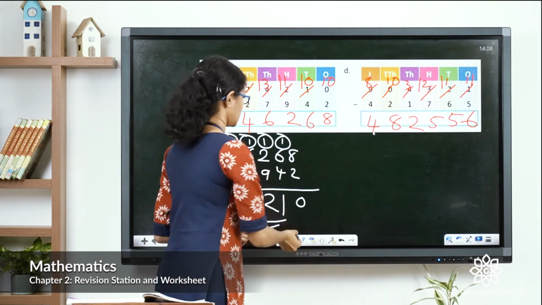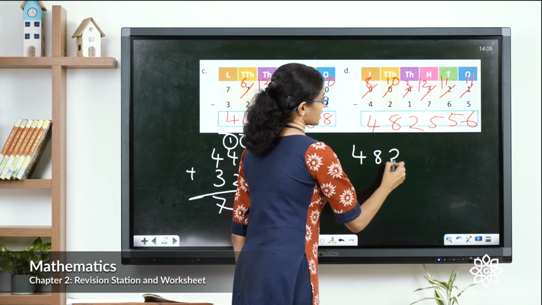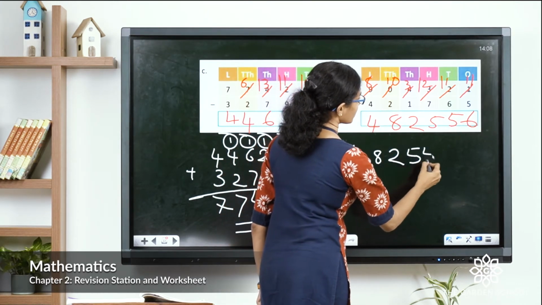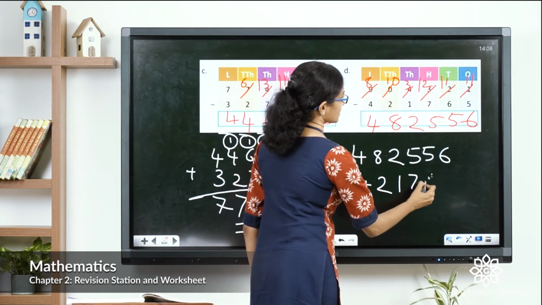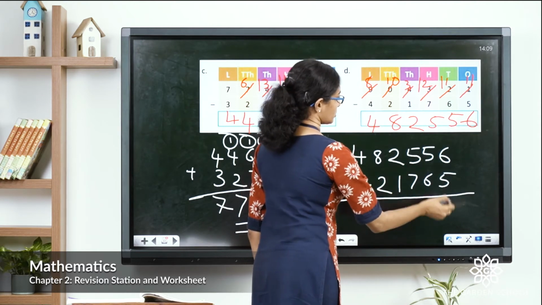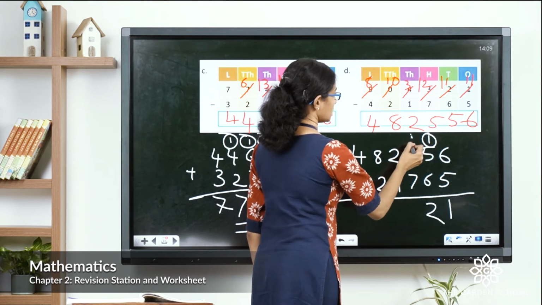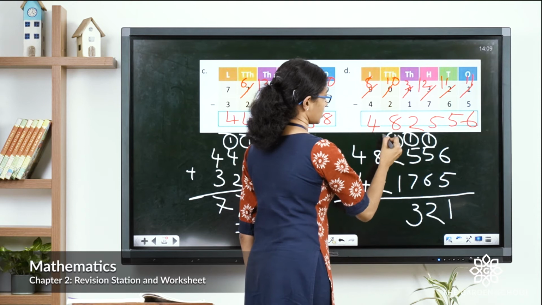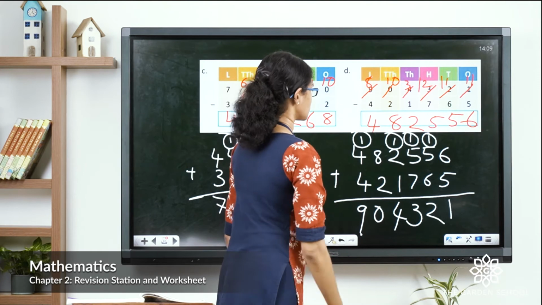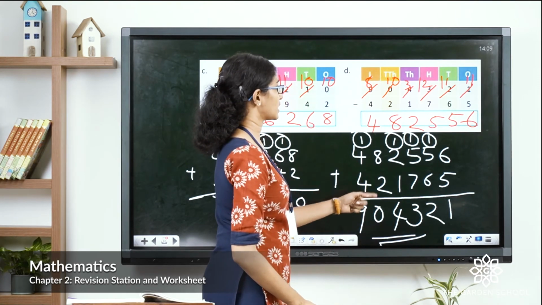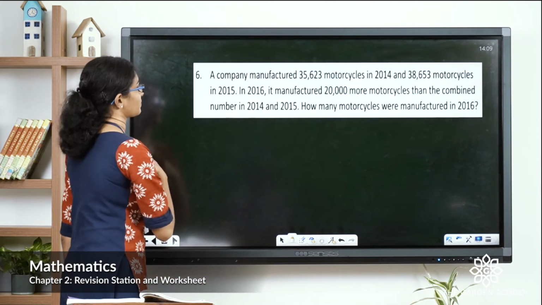Now let's do the addition to check if the subtraction was done correctly. So the difference here is 4,82,556 plus the subtrahend 4,21,765. So adding them will give you 11, 1 here and carry over 1. So here again carry over. So it is 9,04,321, which is the minuend. Hence, the subtraction is verified.